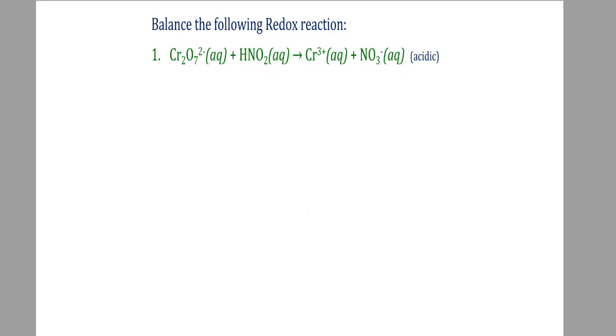Okay, so let's try to work this one out together. Okay, so first step, we want to assign oxidation states and just try to figure out what's being oxidized and what's being reduced. Okay, so first thing here, we have to decide oxidation states for each atom here. Okay, so oxygen is going to be -2 times 7.